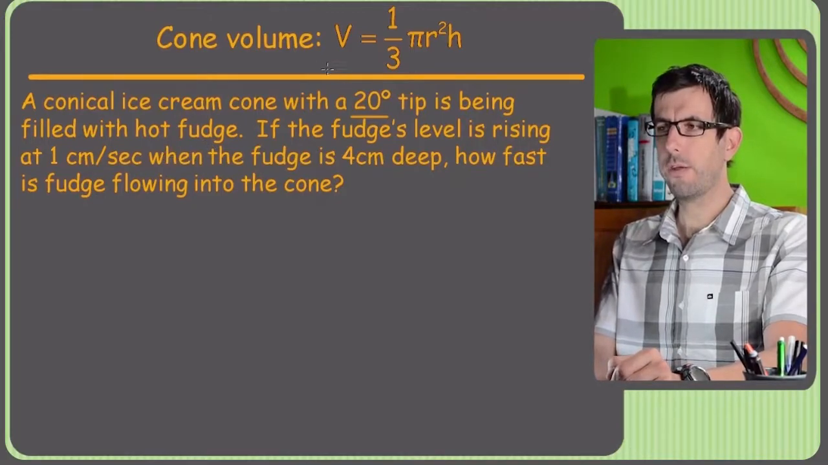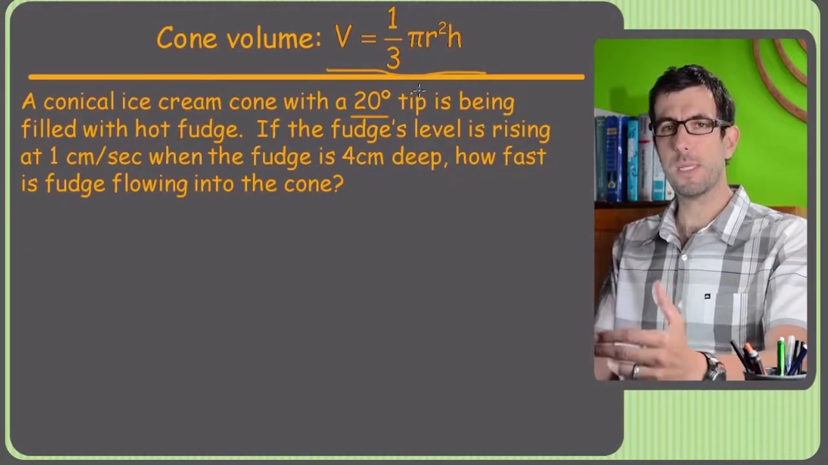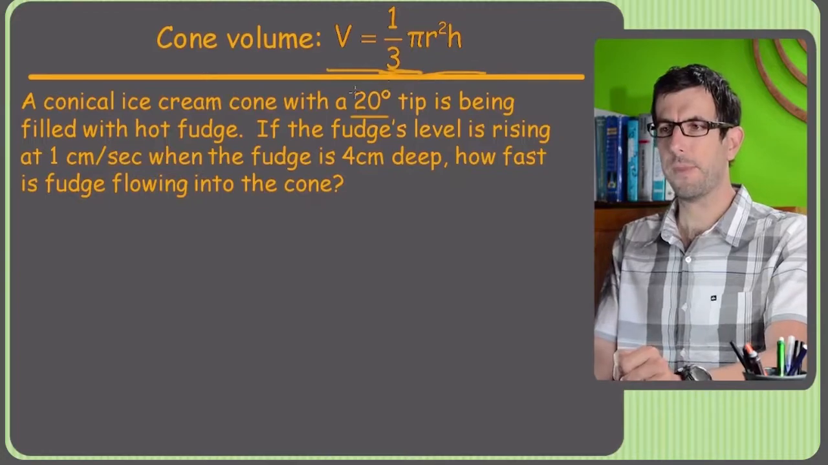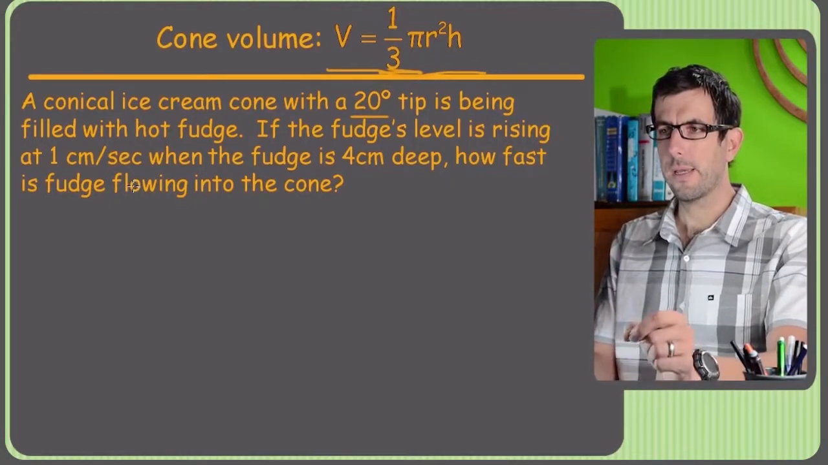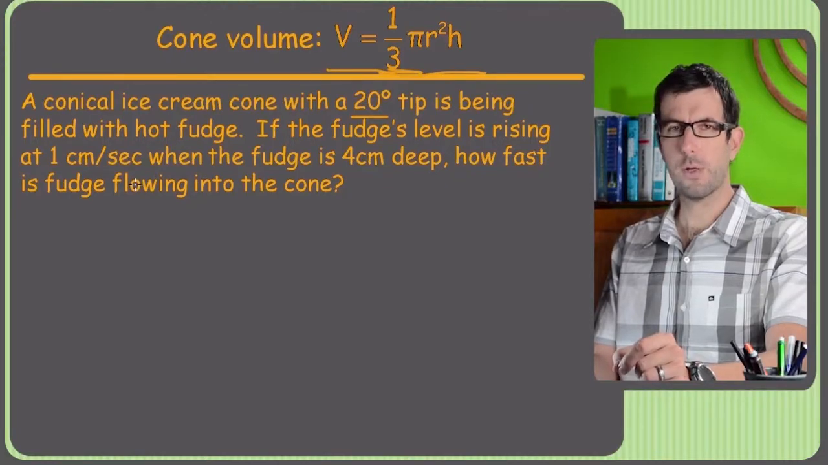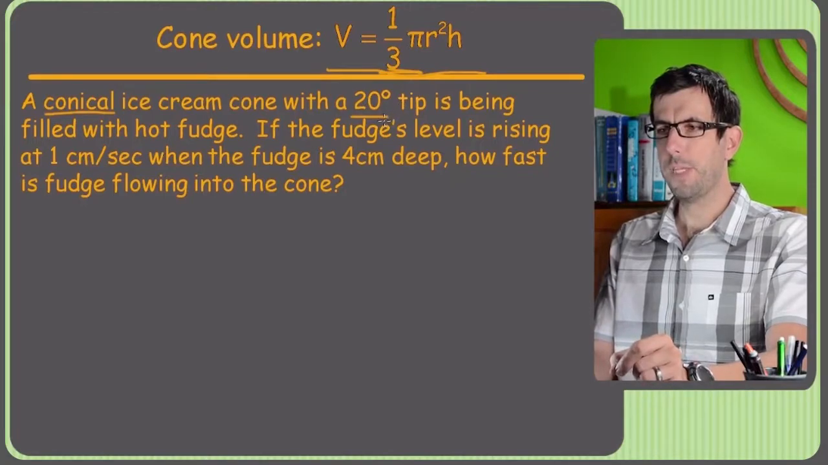All right, we got cone volume. I don't know if we've seen that formula before. It tends to show up in this particular chapter, though, just because cones are a fun shape to fill up. All right, so a cone, ice cream cone. Is conical a real word? I think it is. Conical, with a 20-degree tip, is being filled with hot fudge.